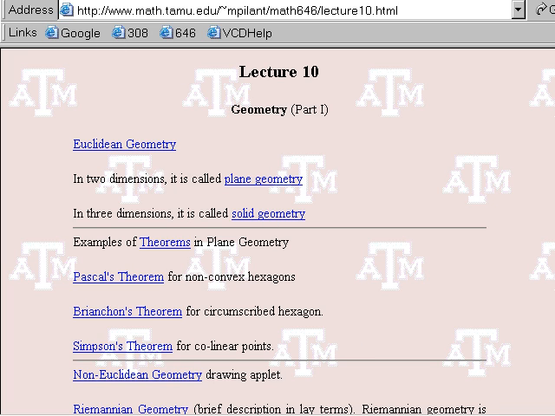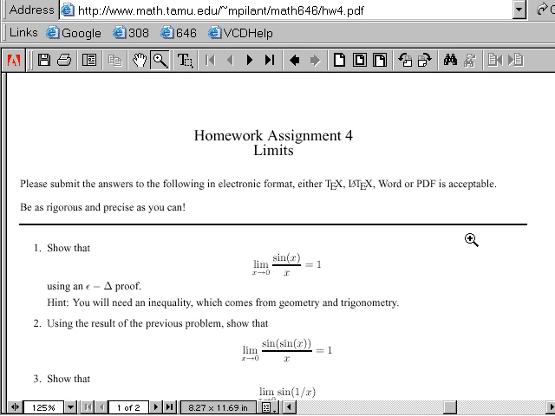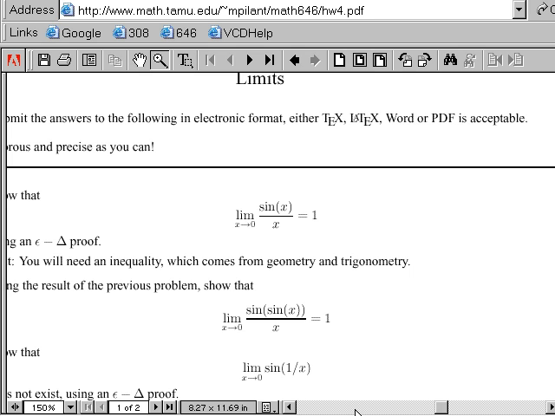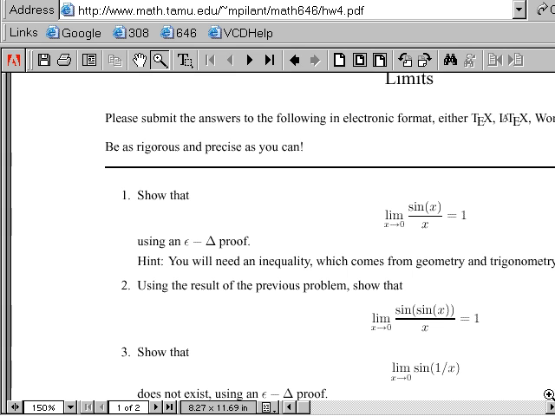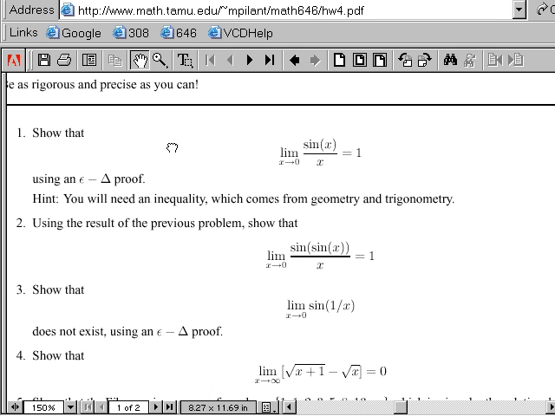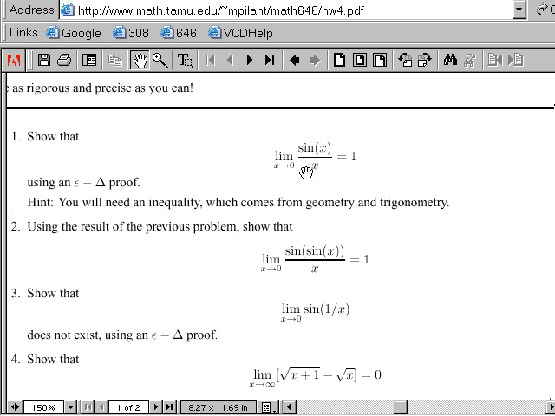First, what I'd like to do is mention the homework assignment 4. This is a cleaner version of it. This is a tech document if you aren't able to get the math easily recognizable. So this is composed of 10 different limit problems.